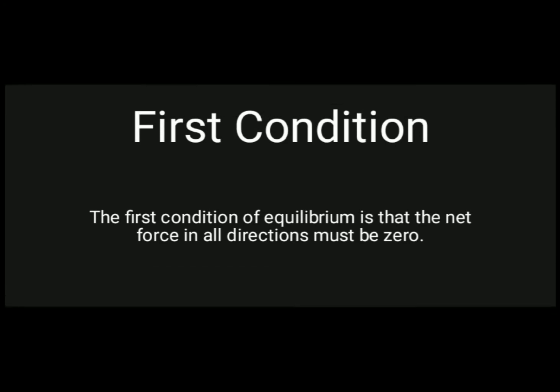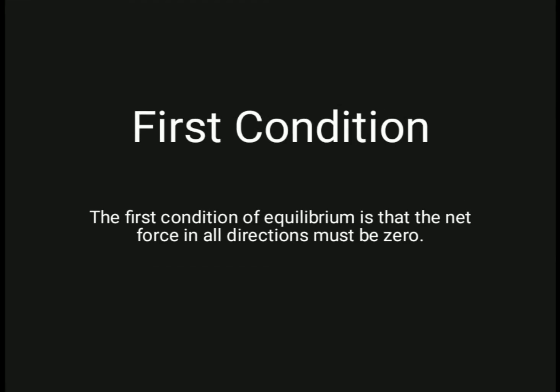The first condition of equilibrium is that the net force in all directions must be zero. For an object to be in equilibrium, it must be experiencing no acceleration. This means that both the net force and the net torque on the object must be zero. Here we will discuss the first condition, that of zero net force.